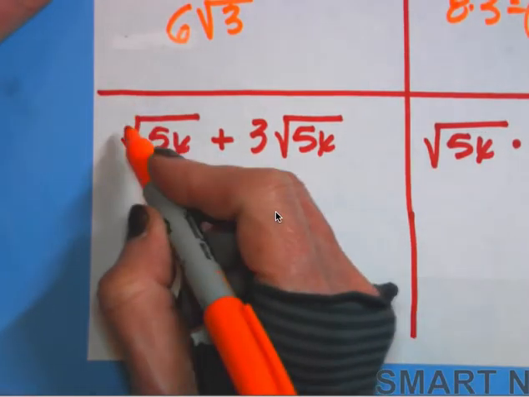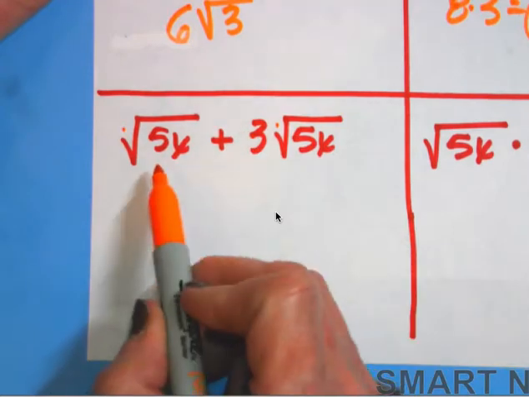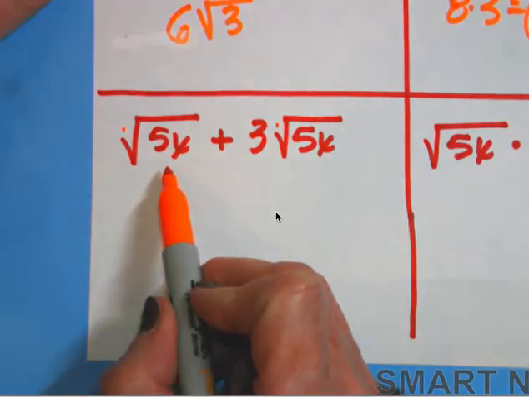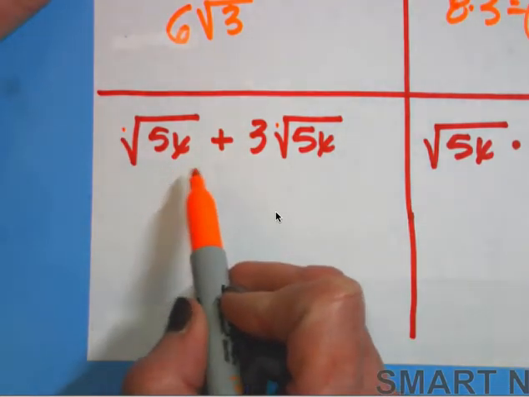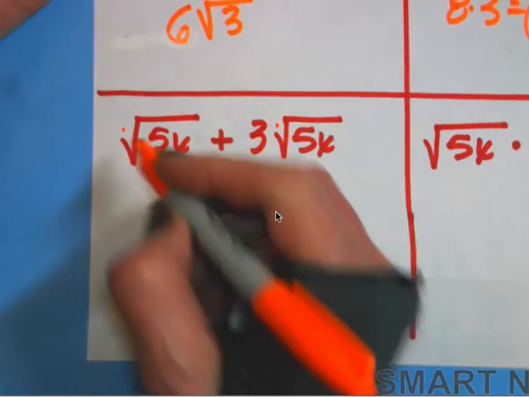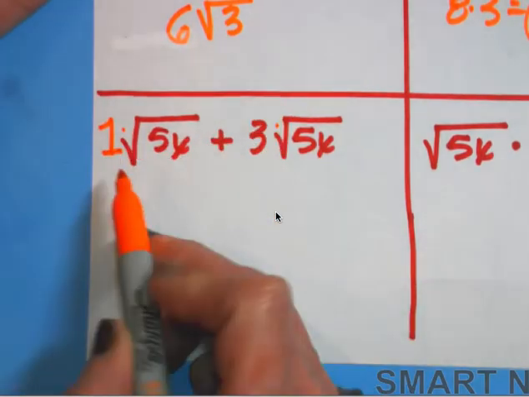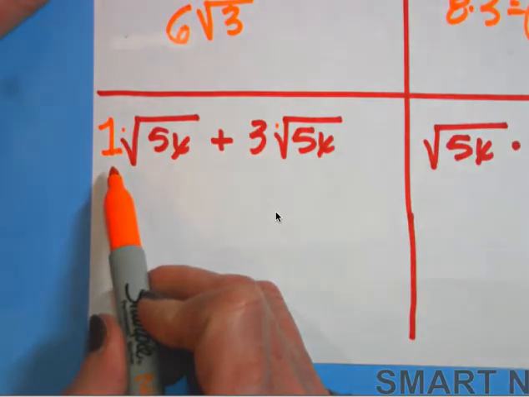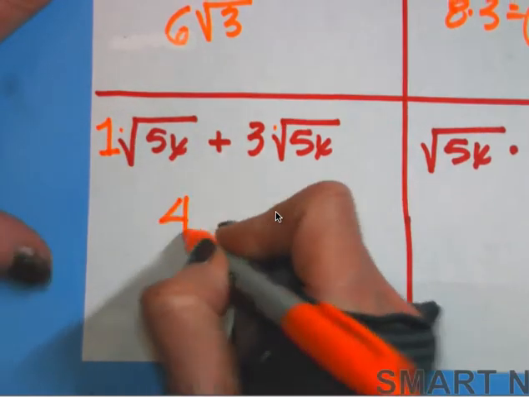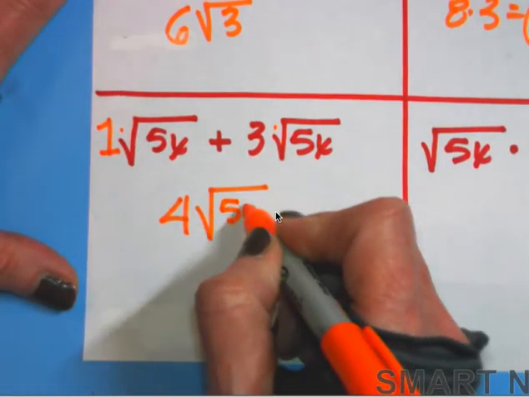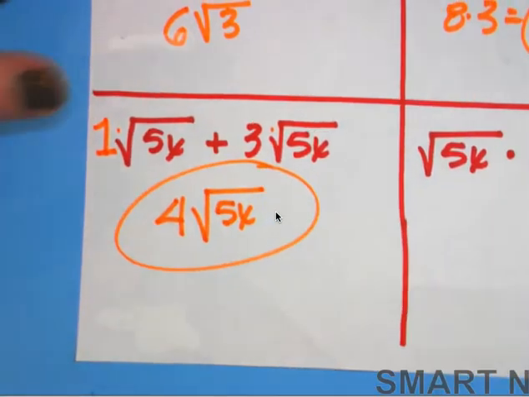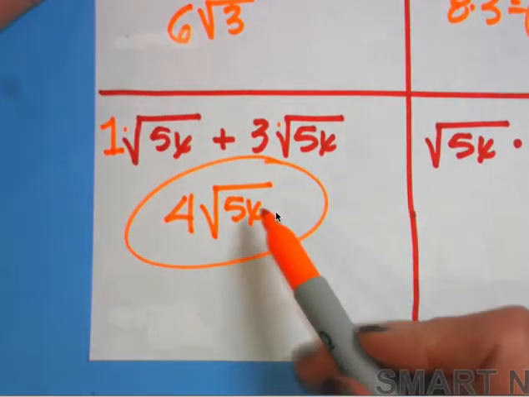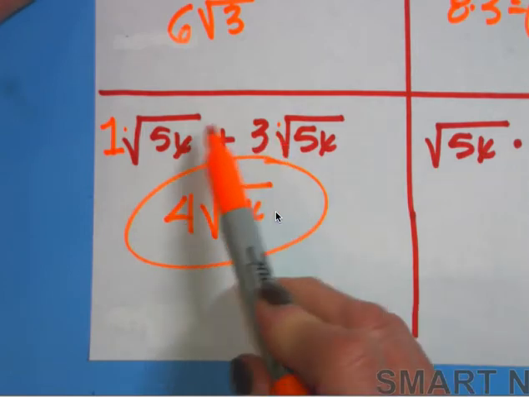And here, same index. And then underneath the radical, the expressions are the same, so they would be considered like radicands, which means I can add these together. And here I would think of this as having a 1 in front of it. 1 plus 3 is 4. And then I would have radical 5x. And that would be my simplified expression when I'm adding these two together.